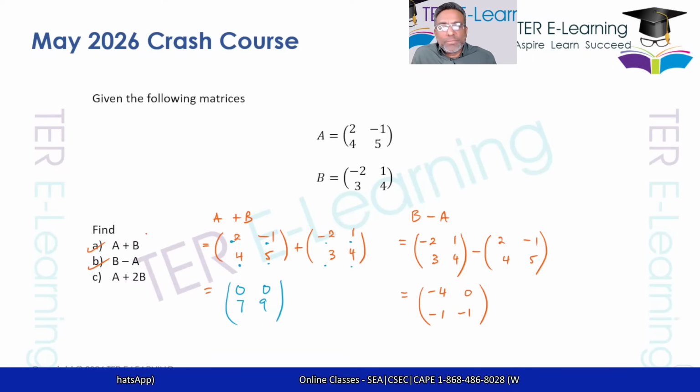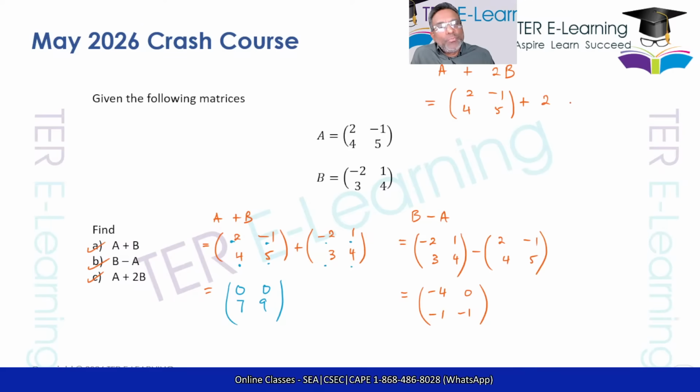Right, so that's subtraction. This next one here, if we want to work out something like this, let's say we have A plus 2B. What you're going to do here, so your matrix A is 2, minus 1, 4, 5. And you're going to add that to 2B. So this is a scalar multiplication here. So that's minus 2, 1, 3, 4. So this is 2, minus 1, 4, 5.